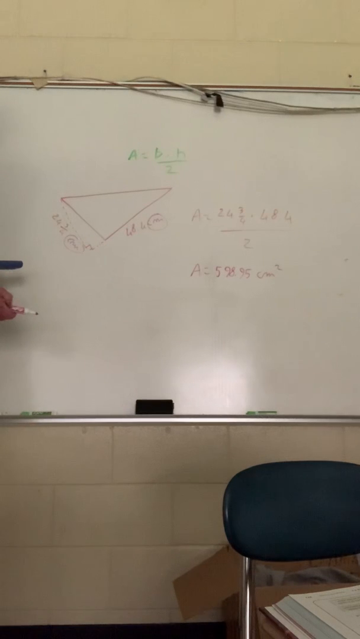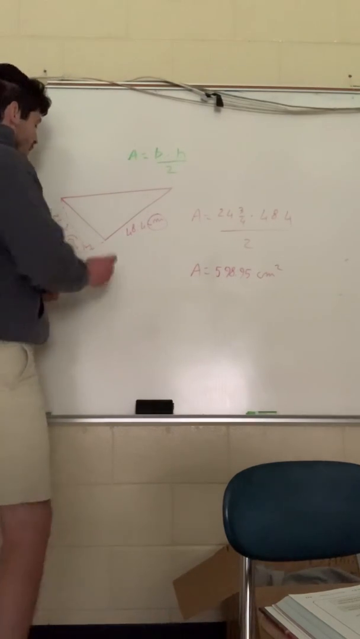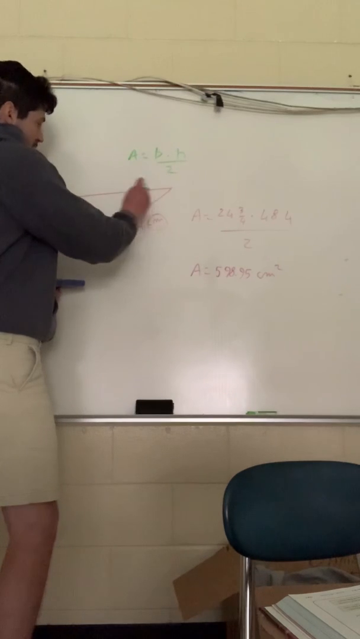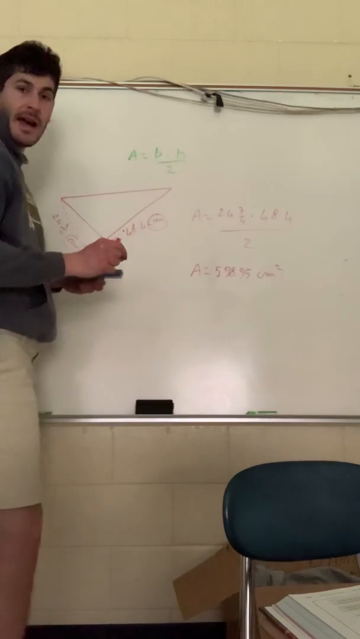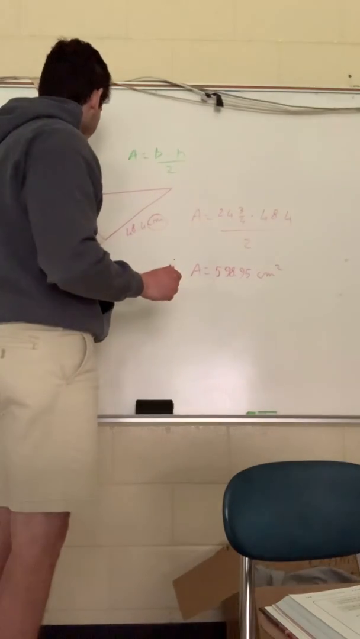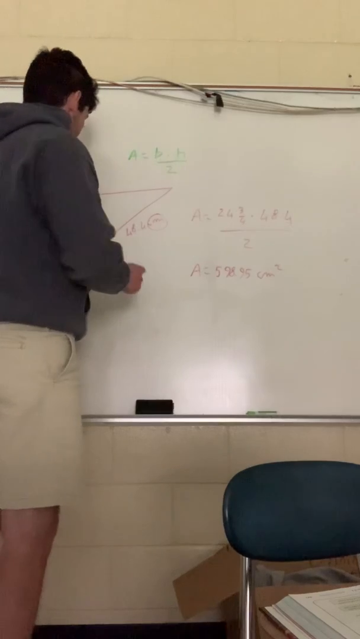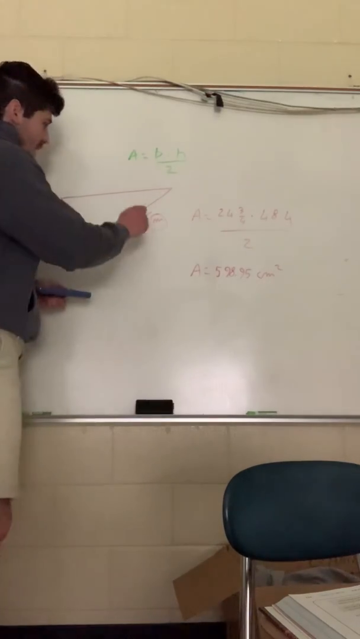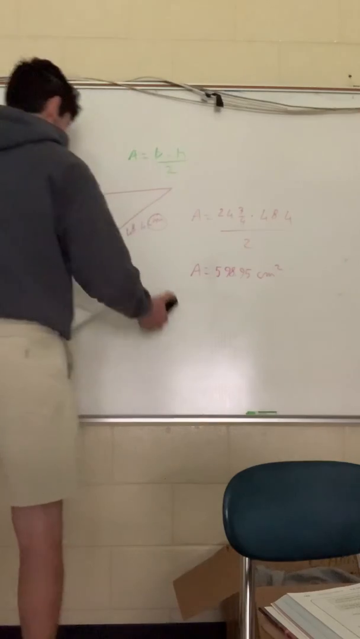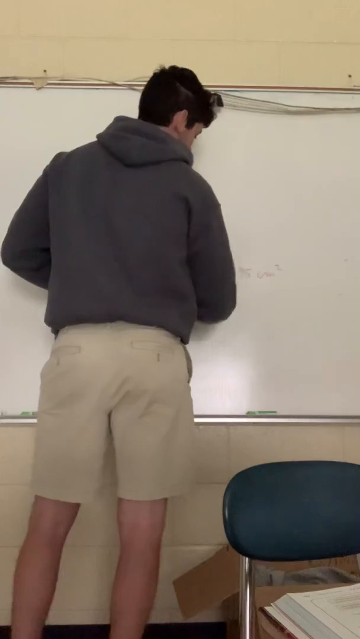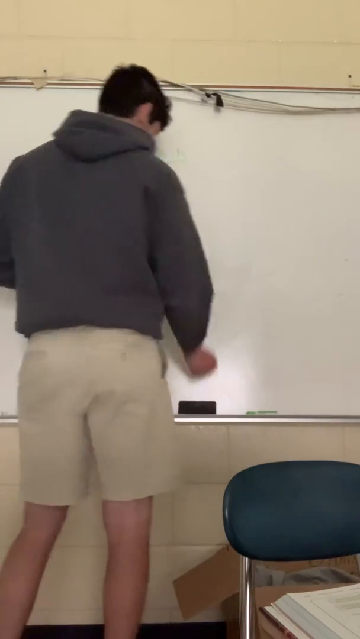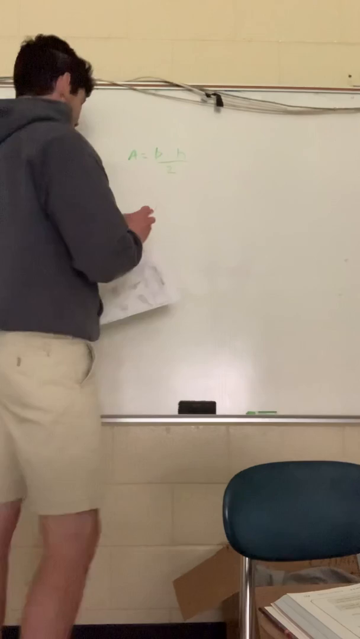So again, this one's a little tricky because you're tempted to use this as your height, but remember this is slanted. We don't want to use slanted sides for your height, right? So it's base times height divided by 2. Remember your unit. Always centimeters, meters, inches, whatever, but you gotta have a unit at the end.